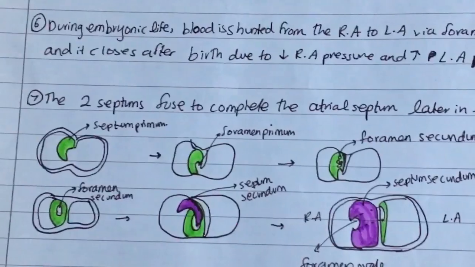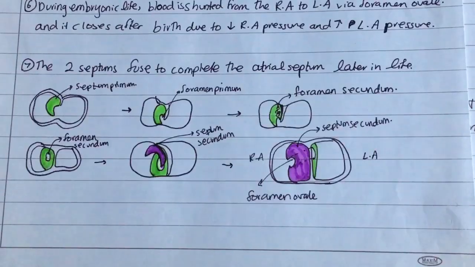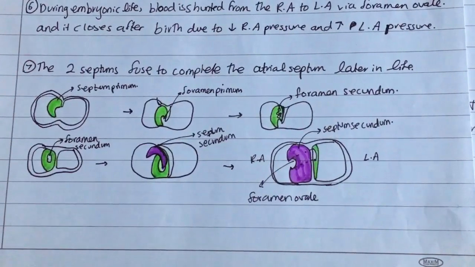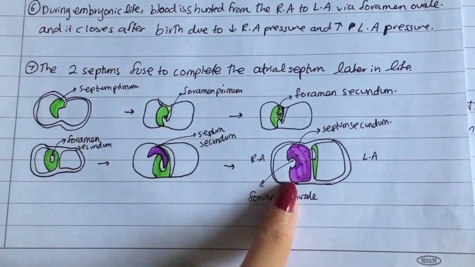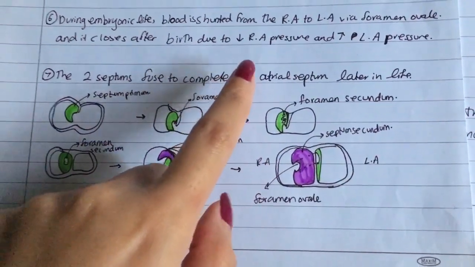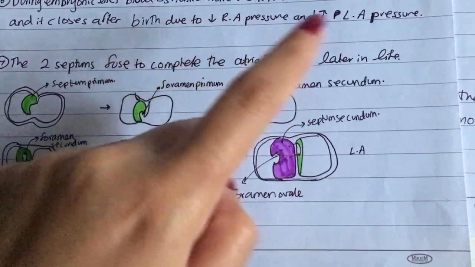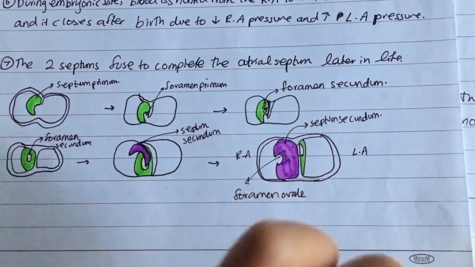And this is some information to remember. During embryonic life, blood is shunted from the right atrium to the left atrium by the foramen ovale, and it closes after birth due to the decreased right atrial pressure and the increased left atrial pressure.